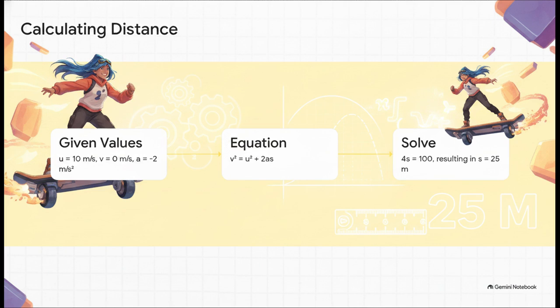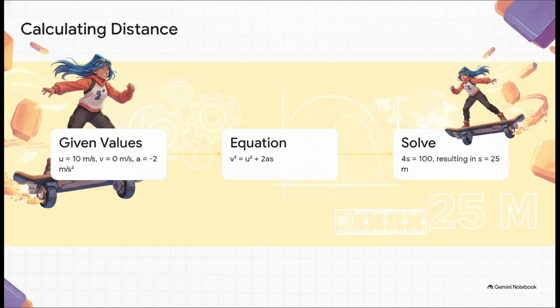We need displacement, s. Looking at our toolkit, we grab the third equation. v squared equals u squared plus 2as. Plug in our numbers, and we get 0 equals 10 squared plus 2 times -2 times s. That simplifies to 0 equals 100 minus 4s.